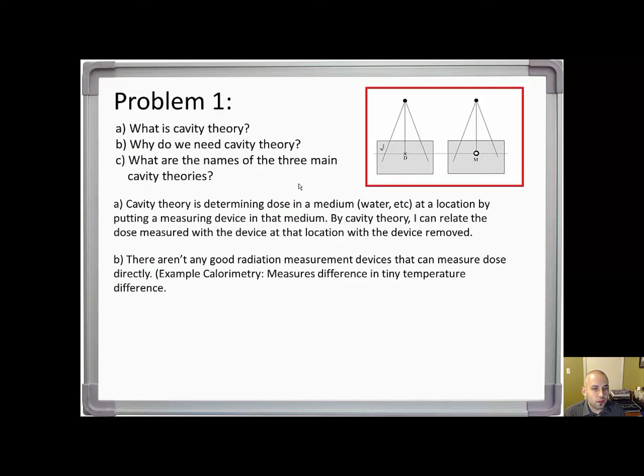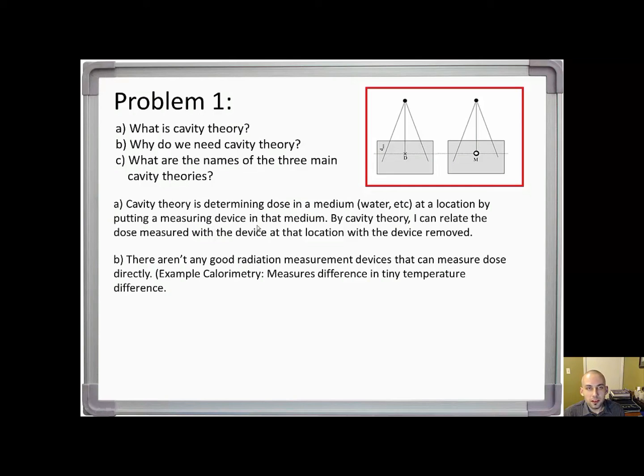So essentially, cavity theory is determining dose in a medium, as in water, at a location by putting a measuring device. In our case, in many instances, we're using ionization chambers, which is air, and we're relating the dose measured with the device at that location with the device removed. So yeah.